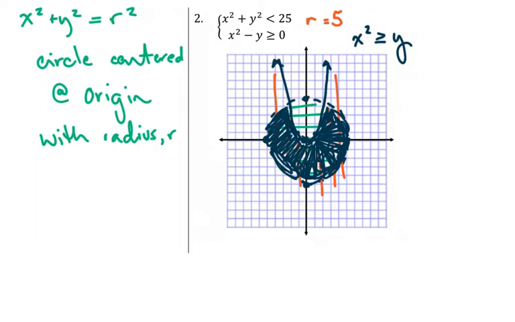So if you want to practice with your linear ones first, I think that that's good, but do make sure that you can also do these problems with circles and with parabolas.